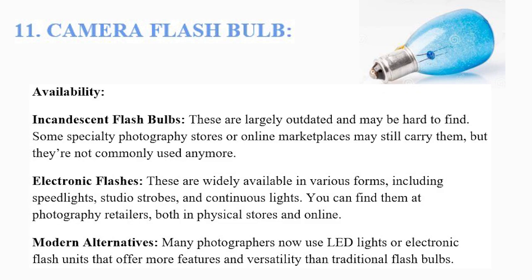Availability of camera flash bulb. Incandescent flash bulbs are largely outdated and may be hard to find. Some special photography stores or online marketplaces may still carry them, but they are not commonly used anymore. Electronic flashes are widely available in various forms including speedlights, studio strobes, and continuous lights. Modern alternatives: many photographers now use LED lights or electronic flash units that offer more features and versatility than traditional flash bulbs.